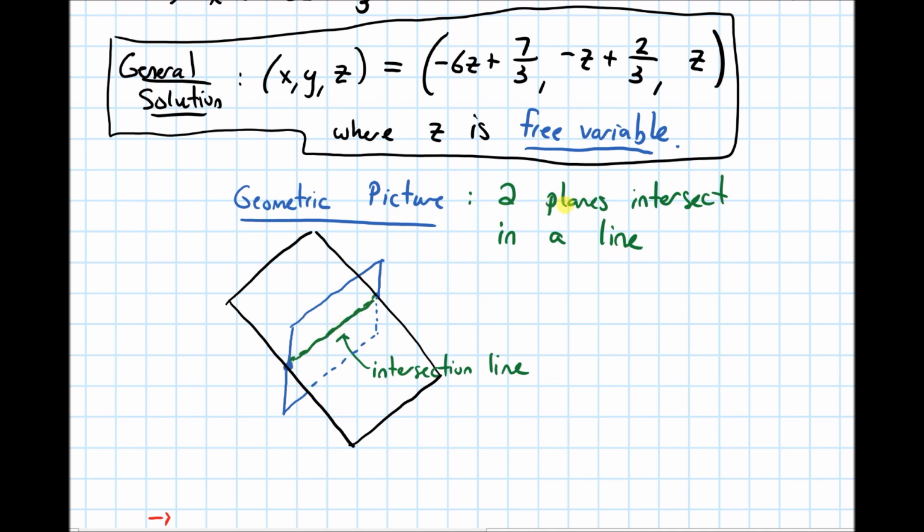So 2 planes don't always intersect in a line. It's possible for 2 planes to be parallel, and have no solution, or for 2 planes to be the same, and also have an infinite number of solutions. But in this particular example, they did intersect in a line.